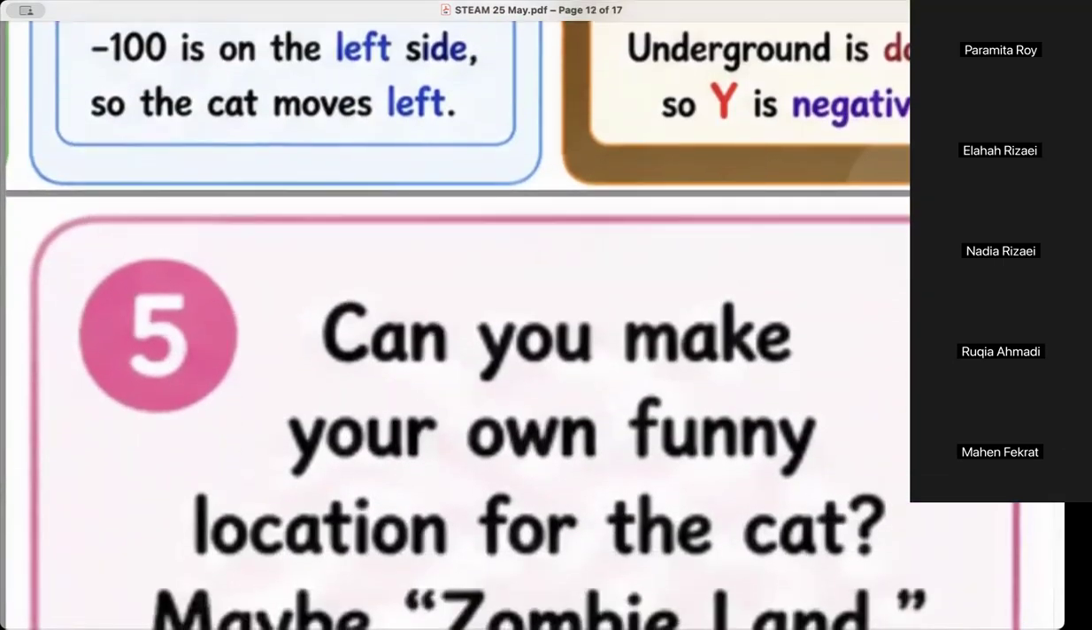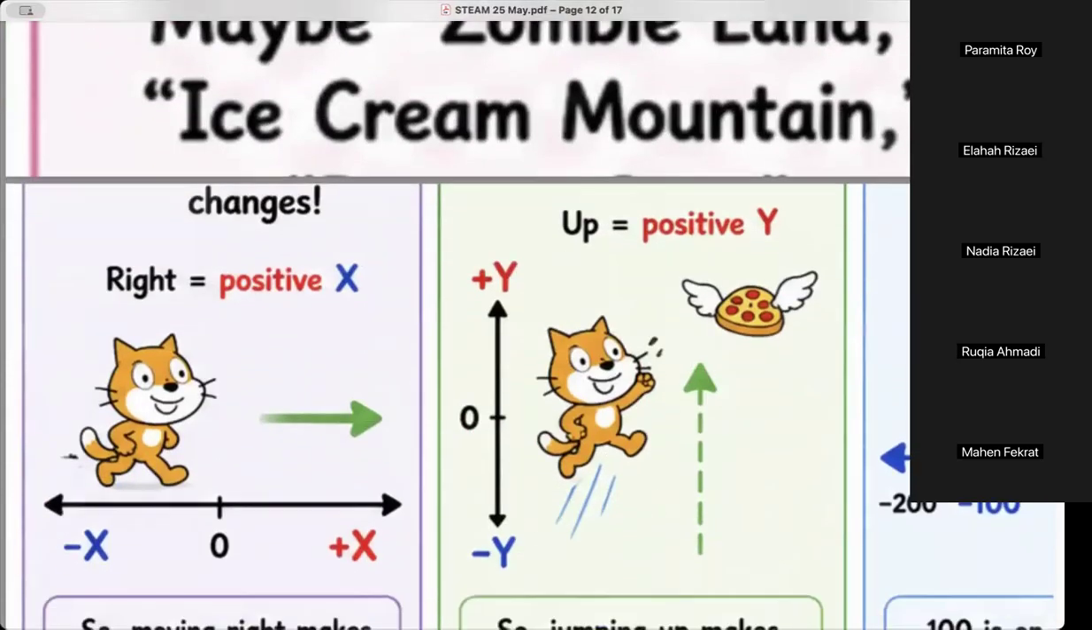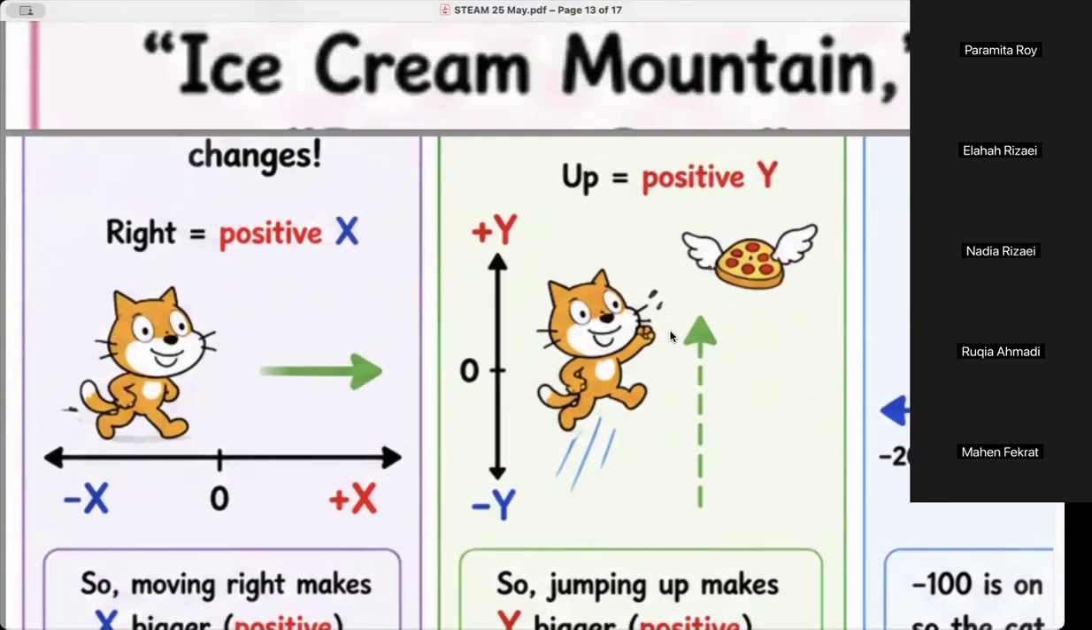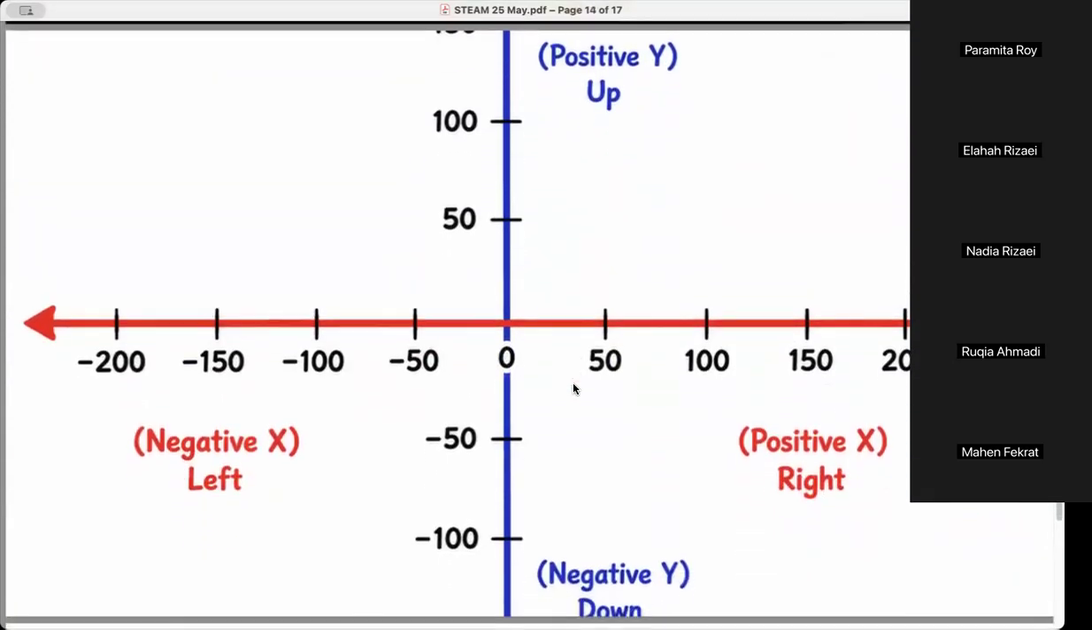Okay? So the y-axis will be negative. You're getting it. Now you can make your own funny location for the cat. Okay, here the examples are again there. At the moment the position is minus x, because it is running from the left side of 0 to the right side of 0. But if it is going up, it is positive. If it is going down, it is negative. Okay? Again, look at this.